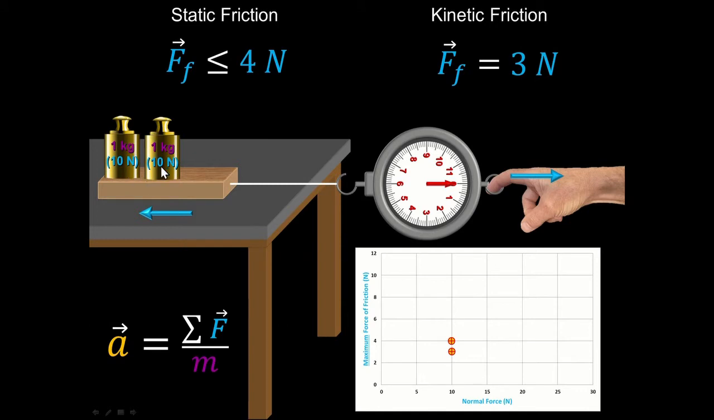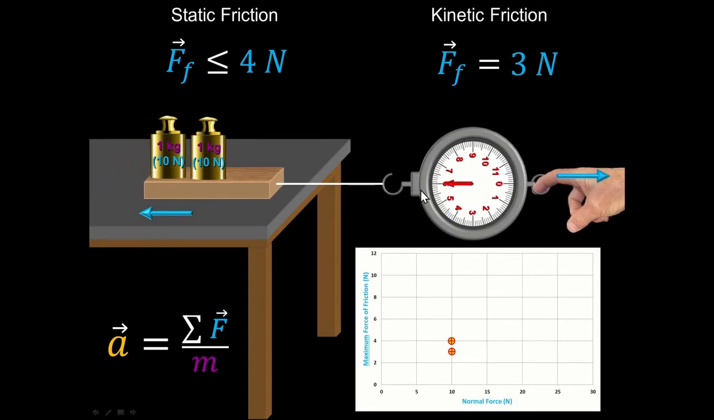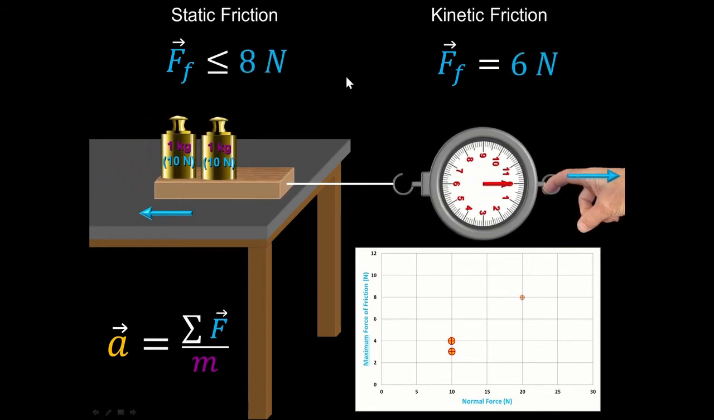Putting more weight on there, that was the slide where I put all those bags on top of the pallet. But putting more weight presses the wood into the surface more. So this time I might be able to get more than 4. I might go all the way up here to 8 before it breaks free. And then it dropped off to 6. So 8 and 6, I'll graph those here.